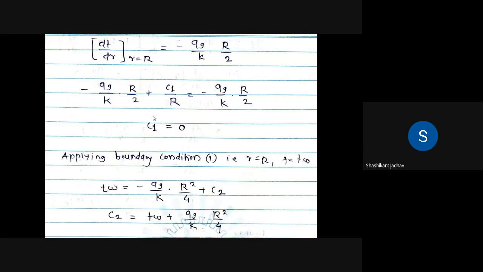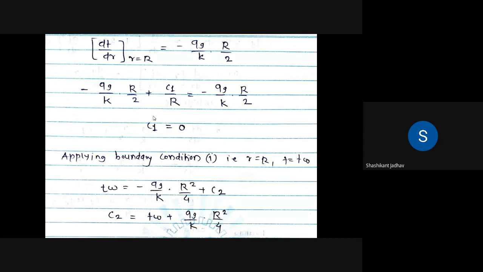Okay, so these are the boundary conditions, and from them we get the value of C2. C2 is equal to TW plus QG by K into R square by 4. And the value of C1 we have already obtained. C1 is equal to 0.